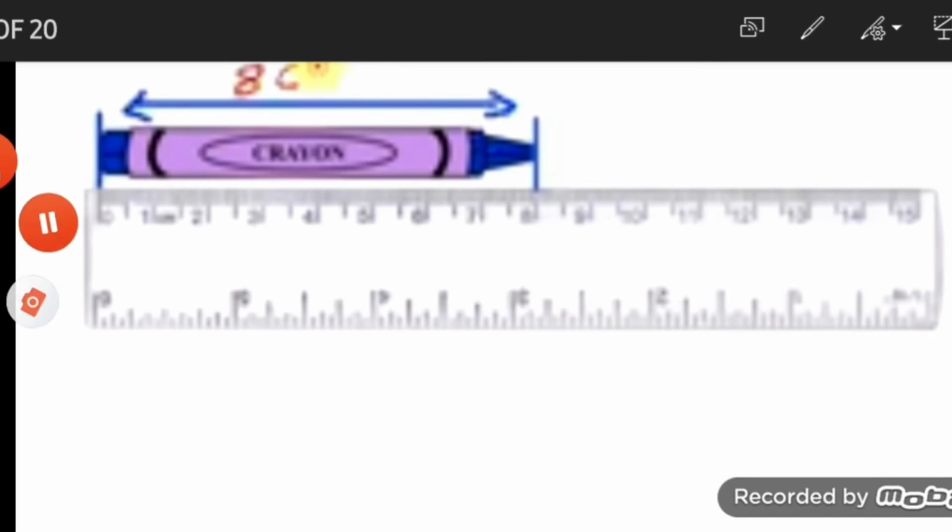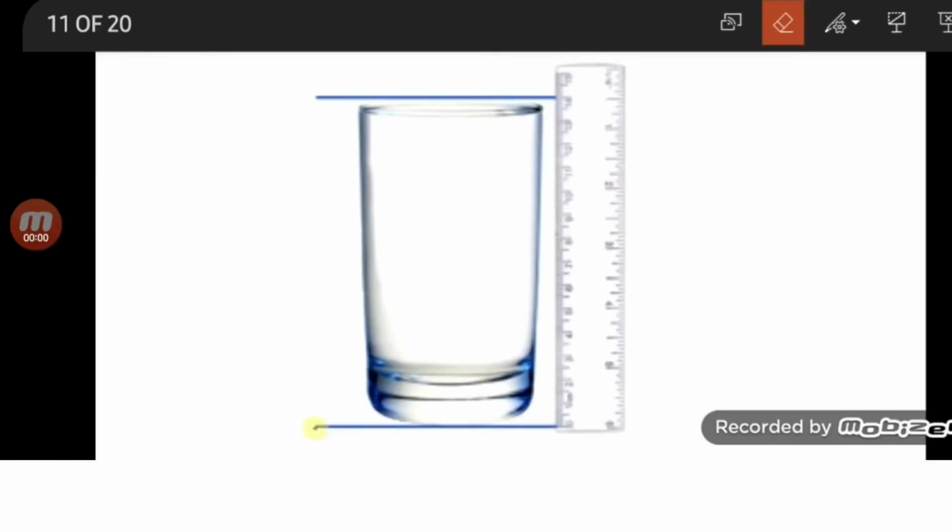Now we want to measure the length of a glass. How we can do? We have to keep our scale in a standing position such that one end of glass is at 0 and we have to see where the other end of glass stops. It stops at 14. That means the length of a glass is 14 centimeter long.